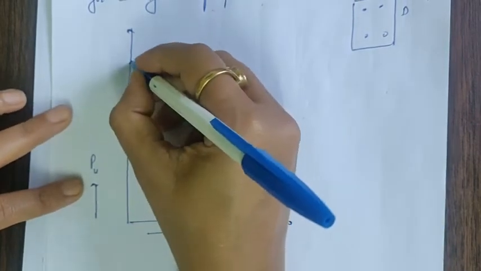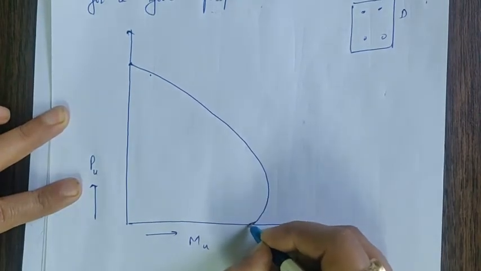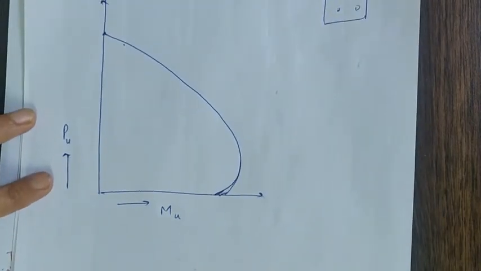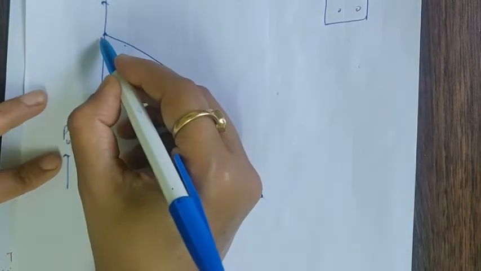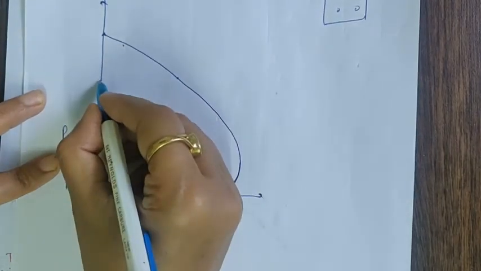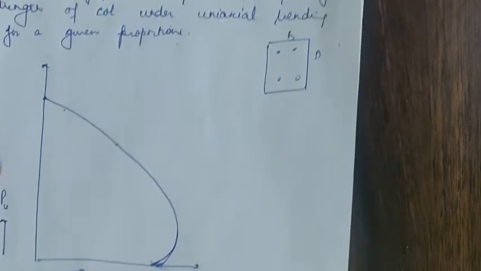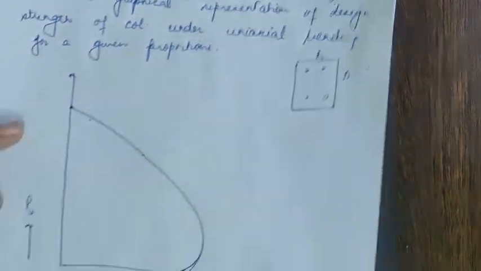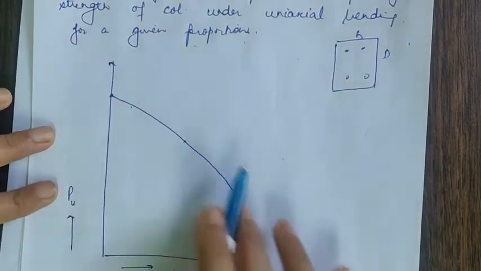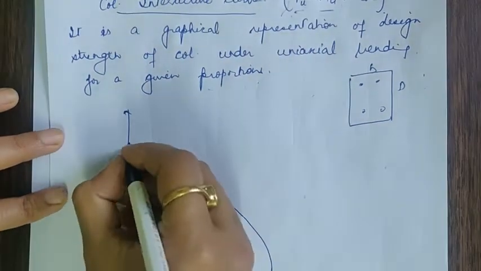Okay. So what kind of curve will I get if I plot this particular combination of Pu and Mu? I generally get a curve of this kind. Is it okay? So this curve says if my moment value is this one, this column can take a load of this. So this is a typical combination this particular column can take for a moment and a load. Okay. Now there are some important points on this particular curve that are important to note. First is point number 1.